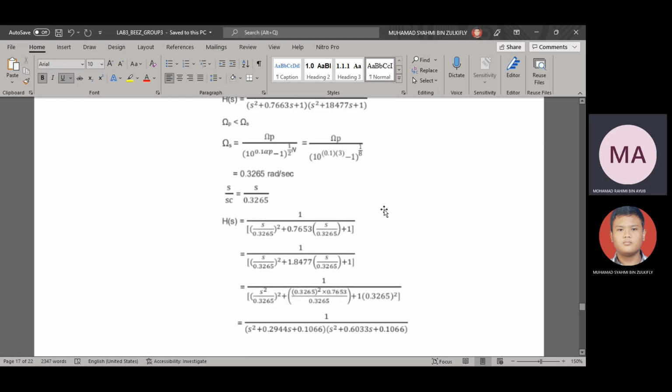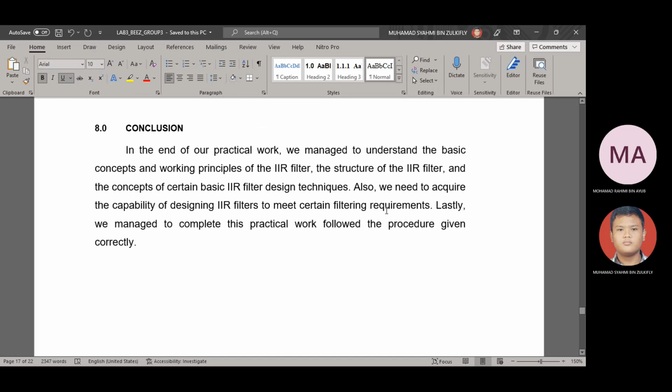Okay, lastly, for the conclusion, in the end of our practical work, we managed to understand the basic concept of the working principle of the IIR filter, the structure of the IIR filter, and the concept of certain basic IIR filter design techniques. Also, we acquired the capability of designing IIR filters to meet certain filtering requirements. And lastly, we managed to complete this practical work, following the procedure given correctly.